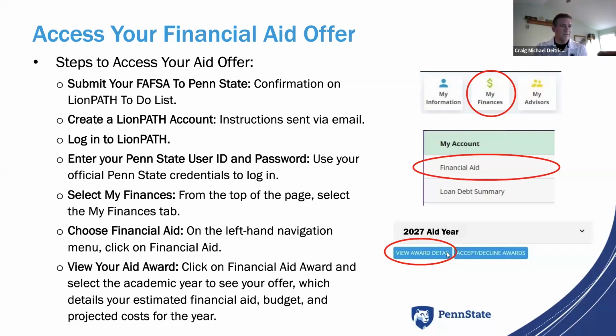Once you decide that you definitely are coming to Penn State and you want to start accepting or declining any awards, that button is right there as well. That ability to start accepting or declining any awards will not be opened until May 1st, after the acceptance deadline. So just something to keep in mind. If you're trying to accept any aid offers before that, it won't open until May 1st.